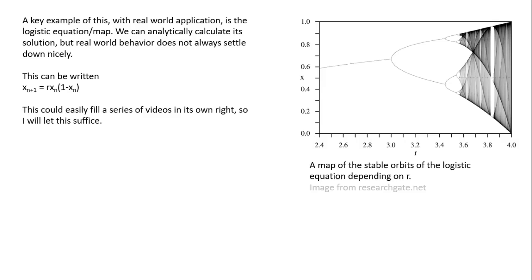We can write the map as x subscript n plus 1 equals r times x subscript n times 1 minus x subscript n, where x subscript n and x subscript n plus 1 are just successive values. Excuse me, I might stutter. Logistic equation, we could talk about this all day. This is a very important topic, and it's basically doing a very similar thing, but with much more complex behavior.